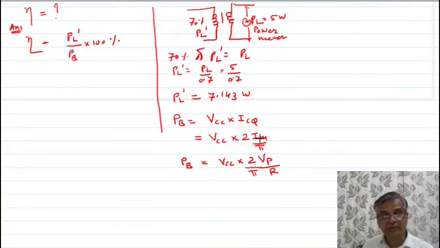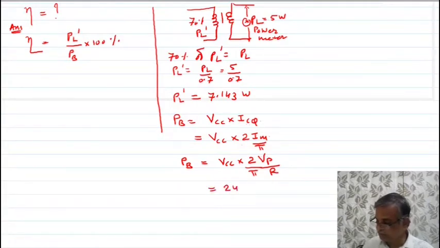What is the maximum current? Maximum voltage upon resistance. Again, you see the DC power supplied by the battery is VCC into ICQ. What is ICQ? The average value of the full wave rectified signal in a class B amplifier. For a full wave rectified signal the average value is given by 2 Im upon pi, and Im is nothing but the peak voltage upon resistance. So I am putting in all these values.